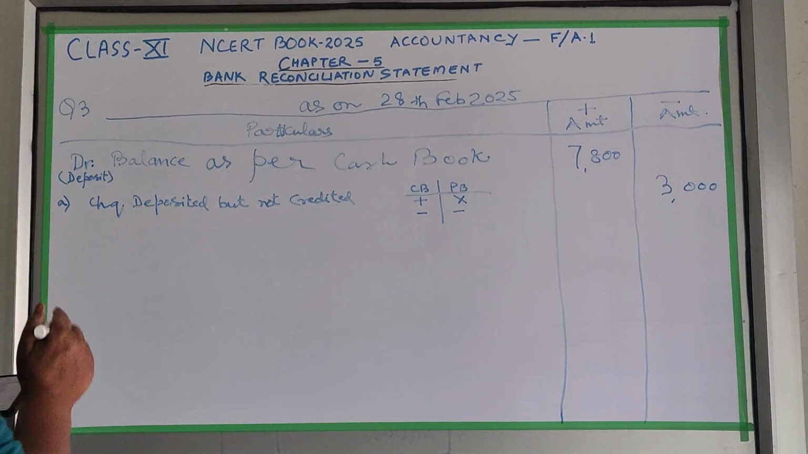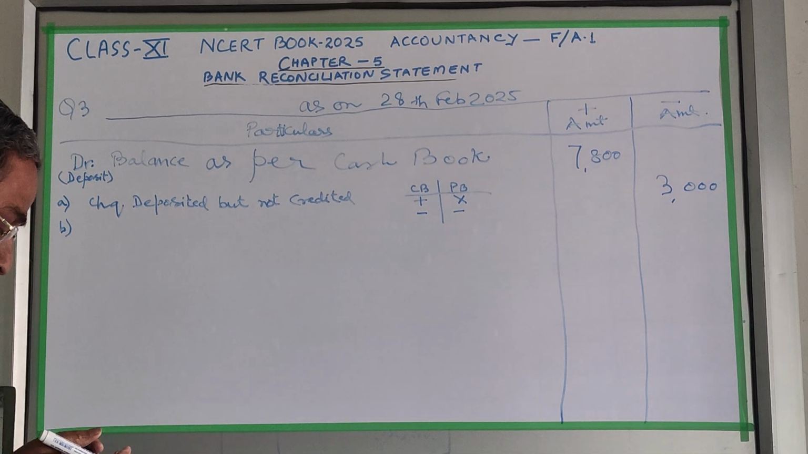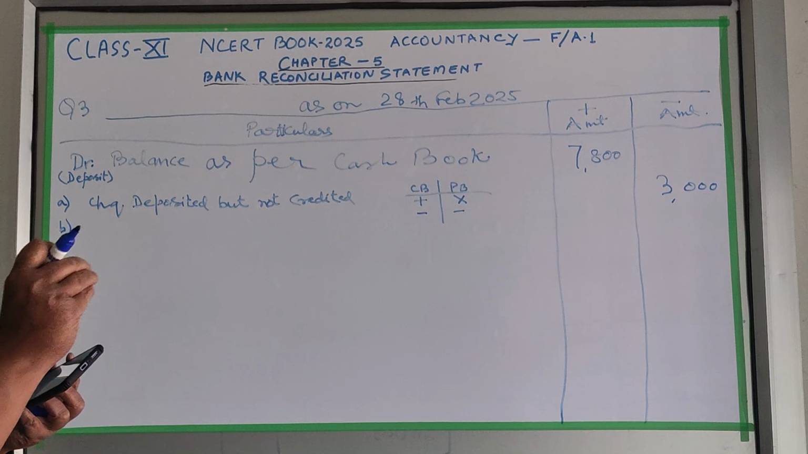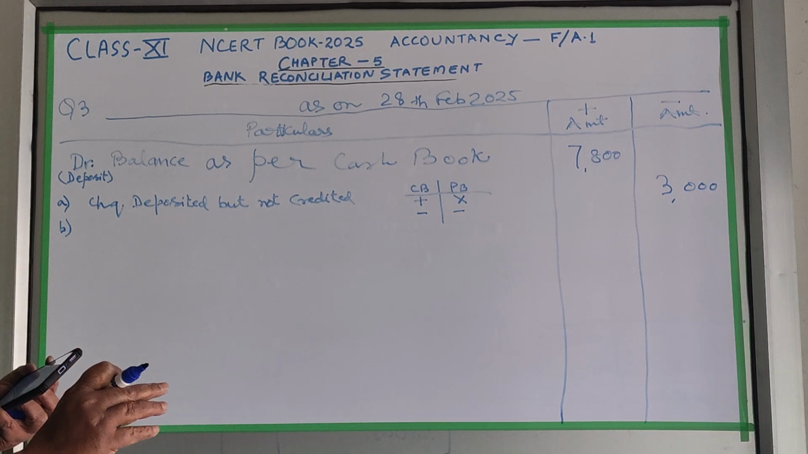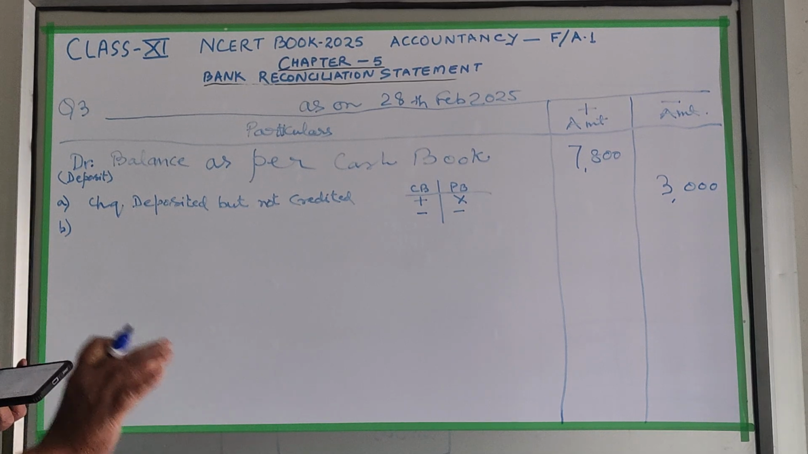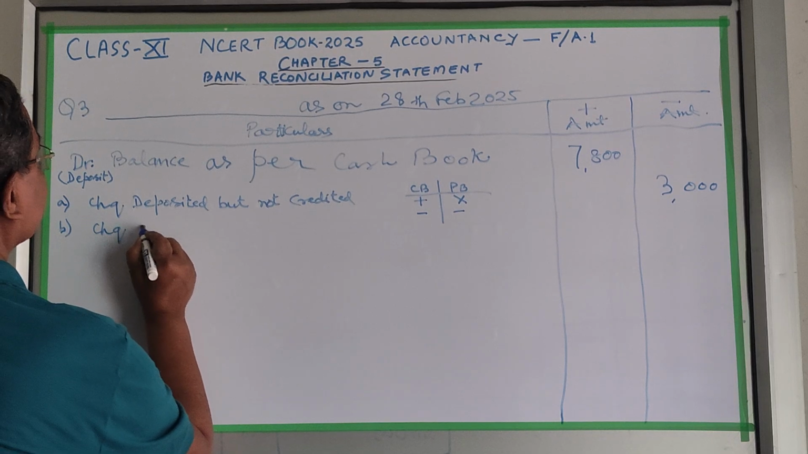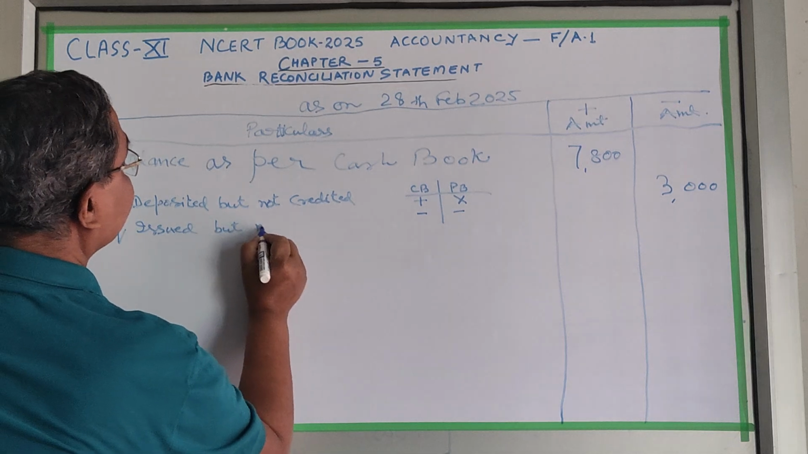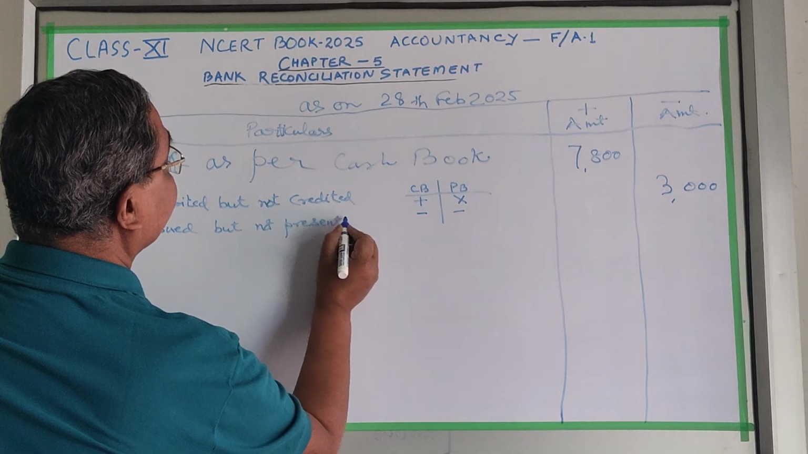Okay. Now the B point. The B point is check issued but not yet presented for payment. It means the businessman has given a check to somebody and that person has not gone to the bank to withdraw the money, and as such the bank balance is not reduced. This is the position. Means check issued but not presented for payment.